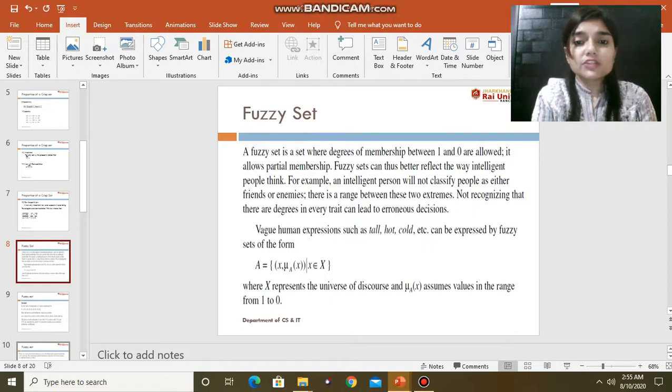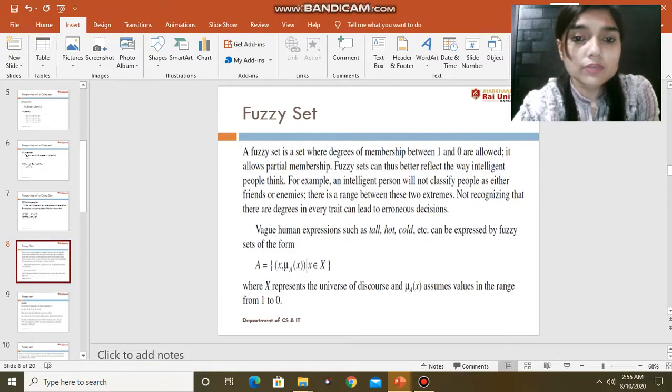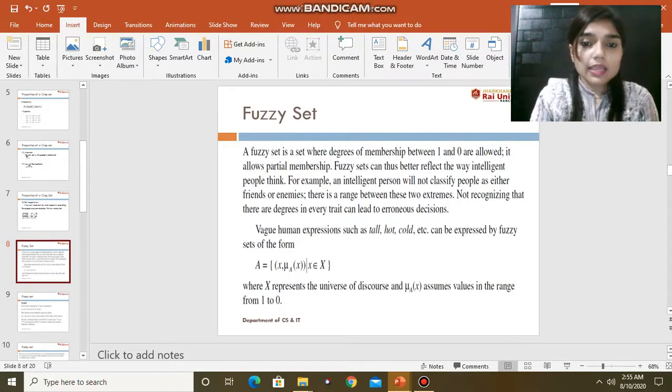Vague human expressions such as tall, hot, cold, etc. can be expressed using a fuzzy set of the form: let there be a set A. A is equal to x comma mu of A of x, where x belongs to capital X, where capital X represents the universe of discourse, and mu of A of x assumes values in the range from 1 to 0. I will explain it once again.